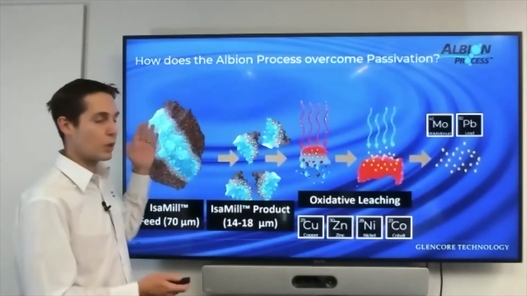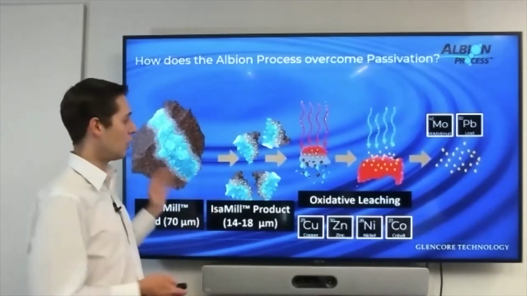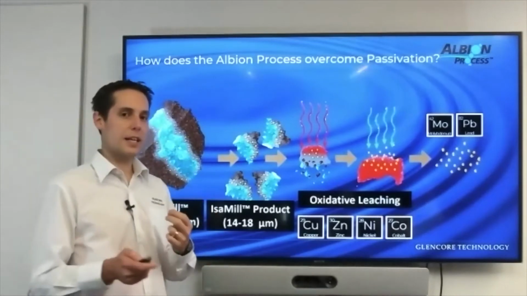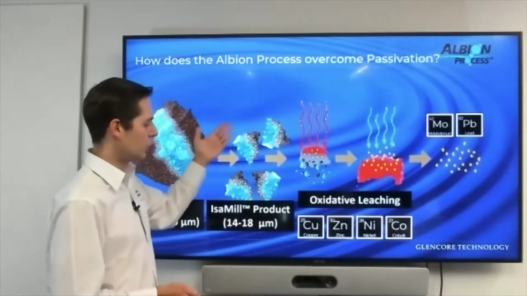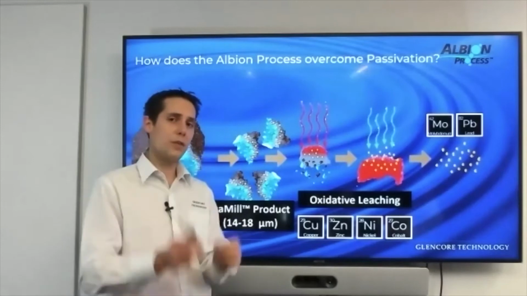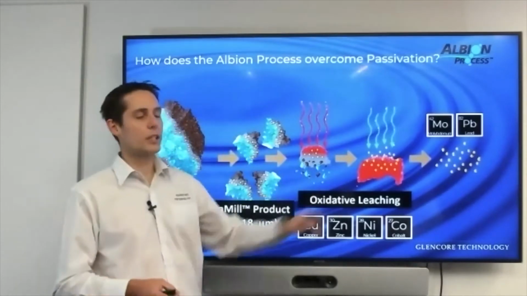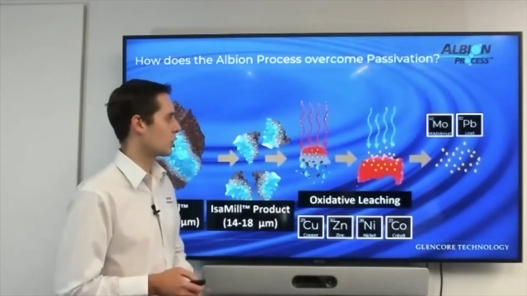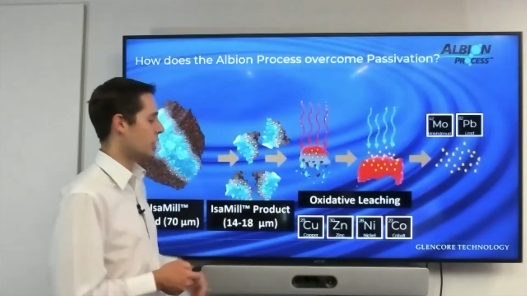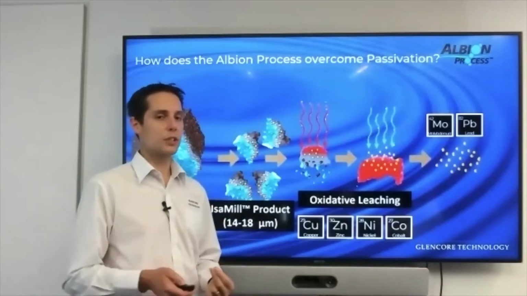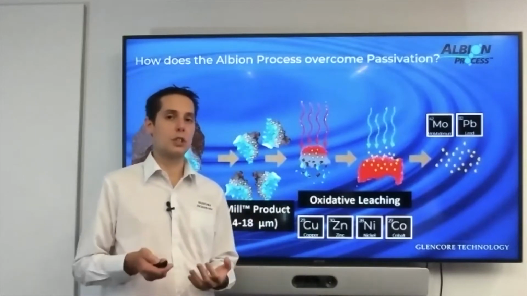So with the Albion process, we have our material that comes in, let's say coarse 70 micron con. We want to be able to access that. And how do we overcome this passivation layer? We do that through size reduction. So we're going to make it finer. We're going to be able to access this material so that we can then leach it through our oxidative leaching process. So we do that through our ultrafine grinding mill technology, the IsaMill, and that allows us to access these base metals within our oxidative leaching circuit.